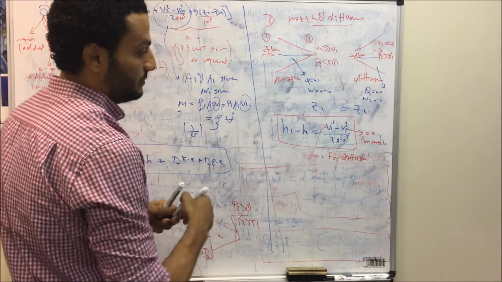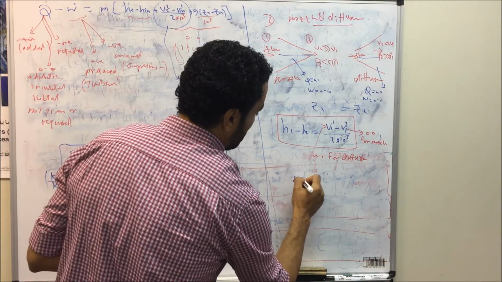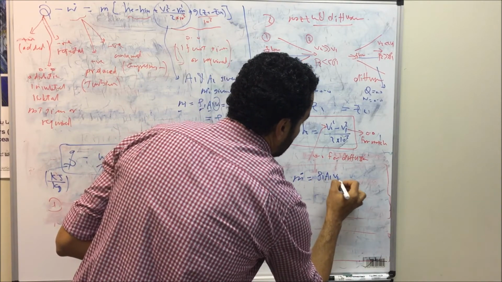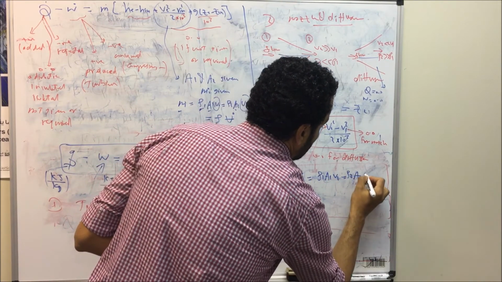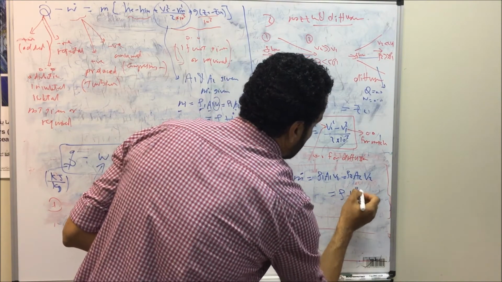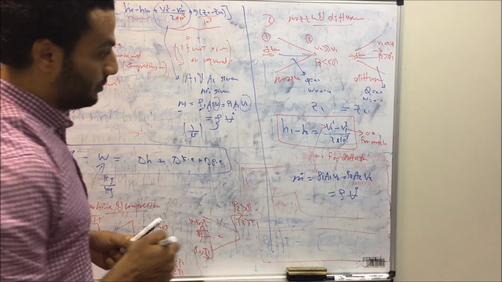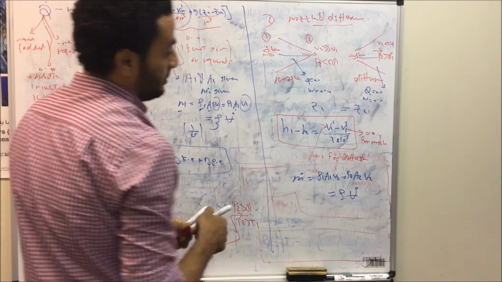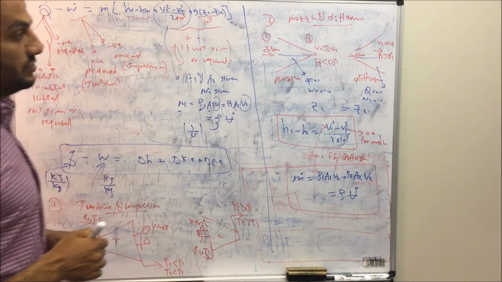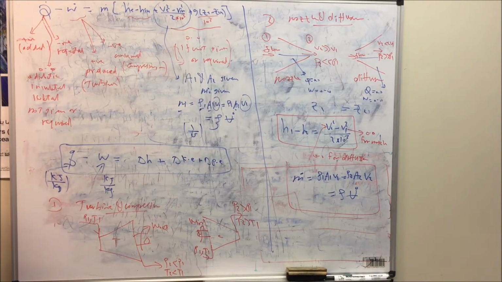And in both cases, nozzle and diffuser, we have another equation, which is the mass equation: m dot equals ρ1 A1 V1, which is the same as ρ2 A2 multiplied by V2, which is density multiplied by the volumetric flow. So those are the two equations in case we have a nozzle or diffuser.